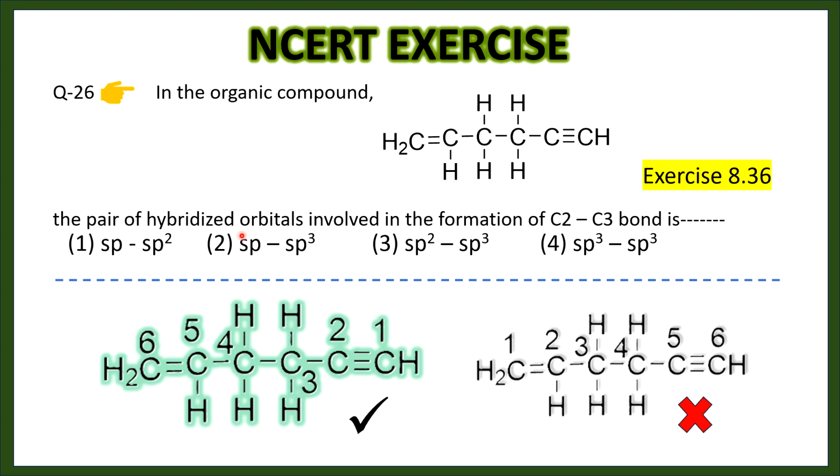Here we have to find the pair of hybridized orbitals involved in the C2-C3 bond, but we need to know the numbering of this molecule according to the priority of the functional group. Then we could do it right. Otherwise, even if we know the hybridization, we could make a mistake. This is the right way of giving the numbering 1, 2, 3, 4, 5, 6, and this is the wrong way. If we number this way, then we could make a mistake, getting sp2 and sp3, but this is the right way. This is sp and sp3, so this is the right one.